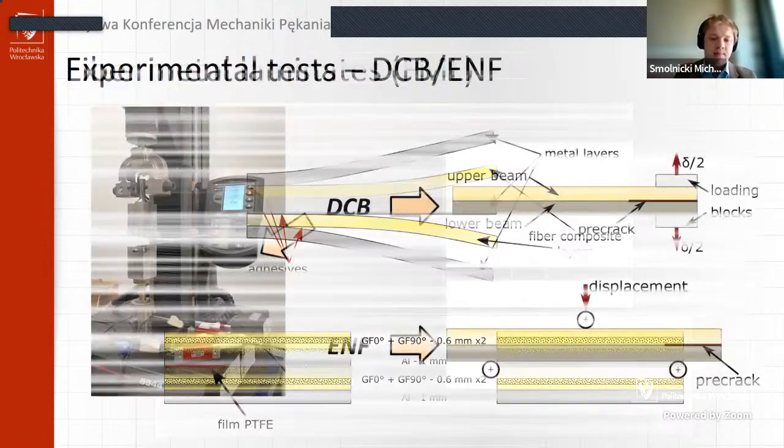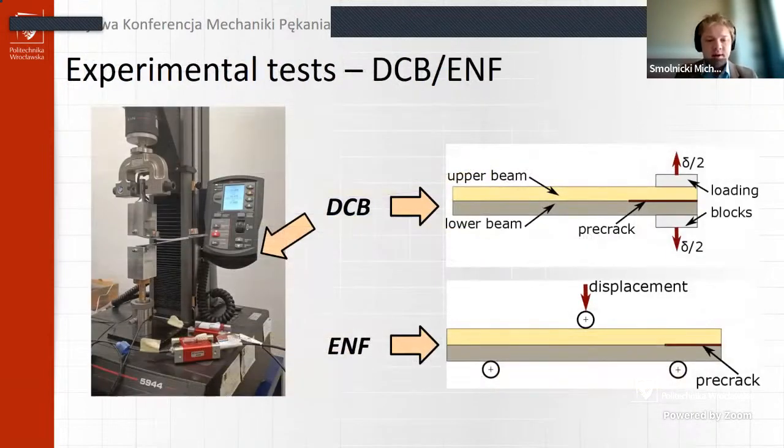So we did some experiments. The two experiments that we used for the data were DCB and NF tests. And these tests are characterized by the fact that we use a pre-cracked specimen and we load it in two modes. DCB, double cantilever beam test, is meant to reflect mode 1, so opening of the crack, and the NF test, notch flexural test, is meant to reflect mode 2, so more of the shearing type of loading.